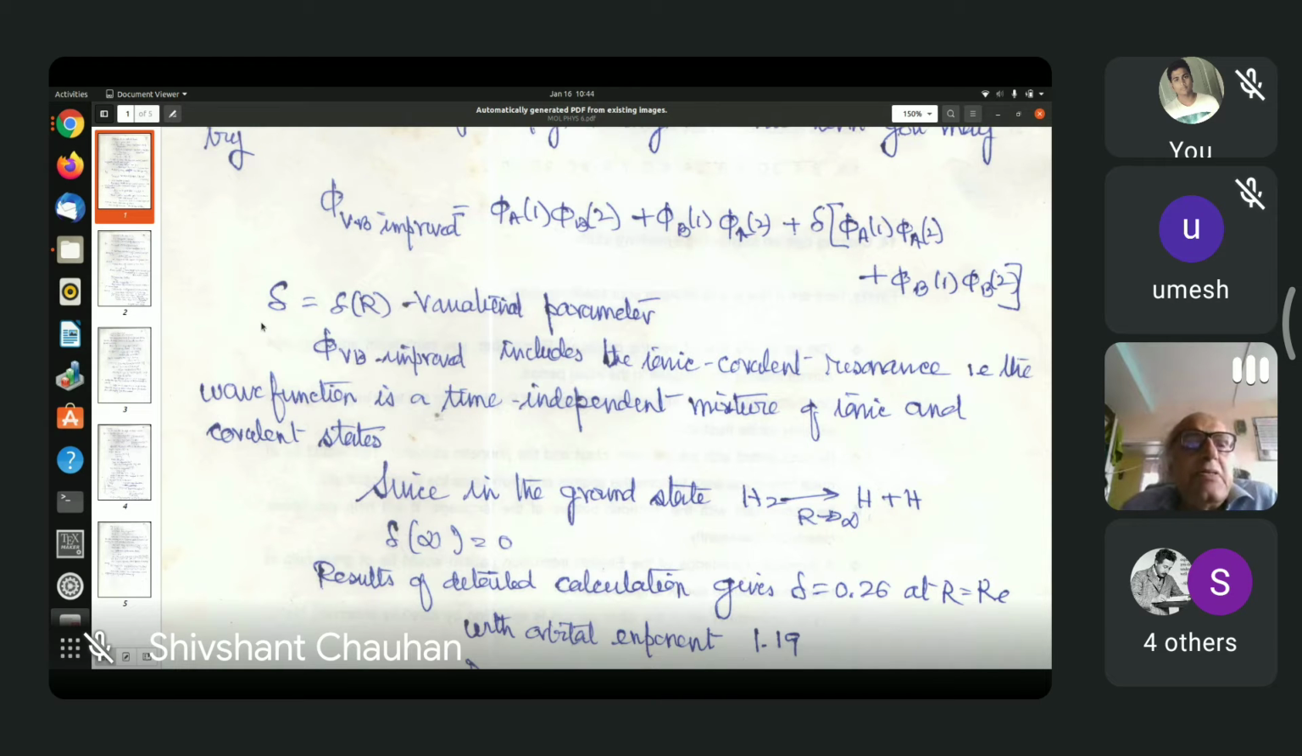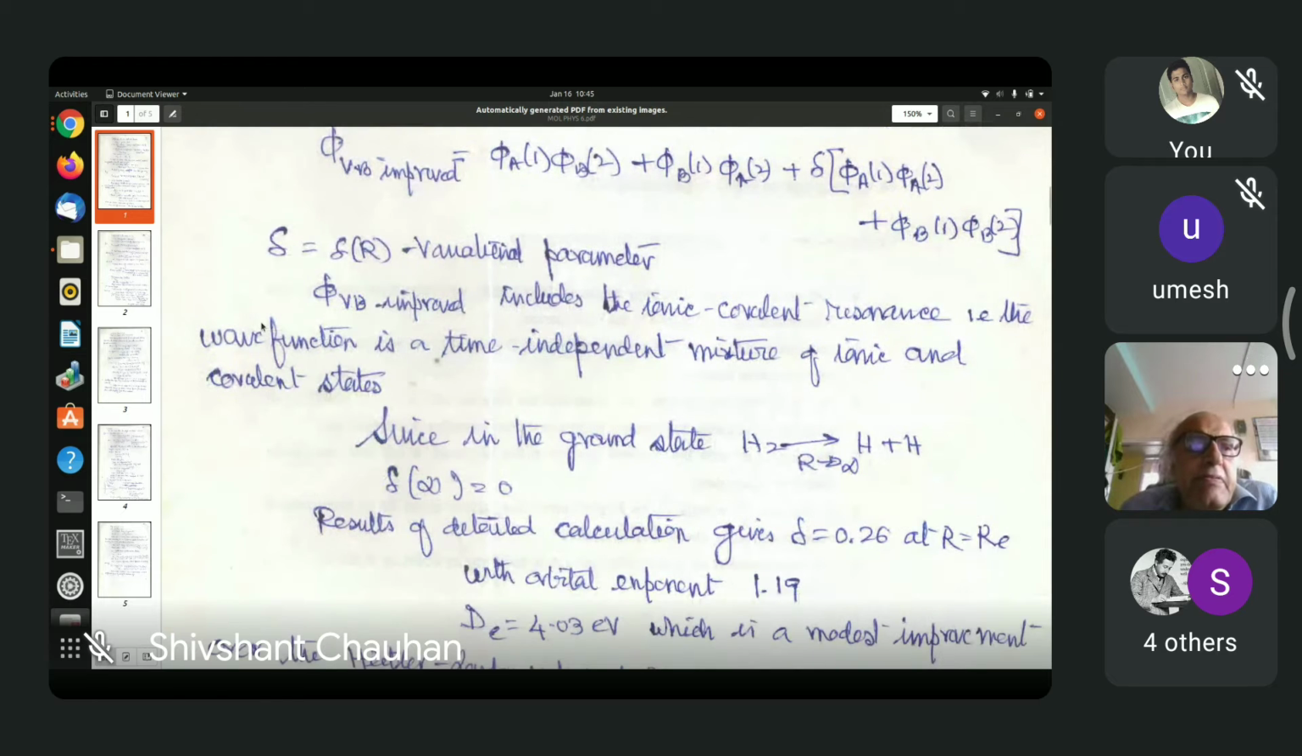On second thought, we look at the valence bond theory result and see that it is somewhat worse than the molecular orbital result. And then we see, oh, the molecular orbital has 4 terms, the valence bond has 2. So let us put in another 2 terms and see how important they are. If you do the whole calculation, of course, when R goes to infinity, delta should go to 0. And when you do the whole calculation this way, we get delta equal to 0.26, and D is 4.03 electron volt.